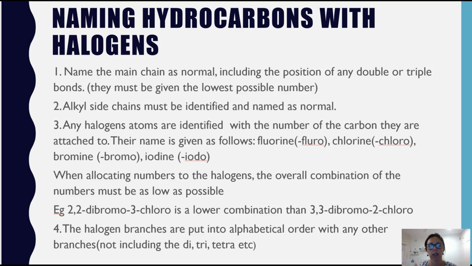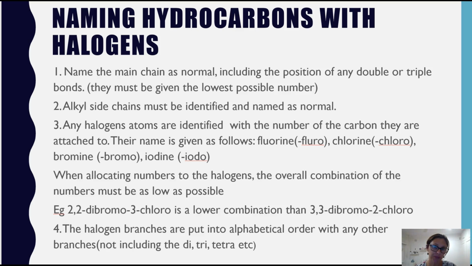Same with iodine. So when we allocate numbers to the halogens, the overall combination of those numbers must also be as low as possible. So if I was to look at this example below, 2,2-dibromo, 3-chloro, is a lower combination than 3,3-dibromo, 2-chloro. So we need to keep that in mind, and practice will make perfect.